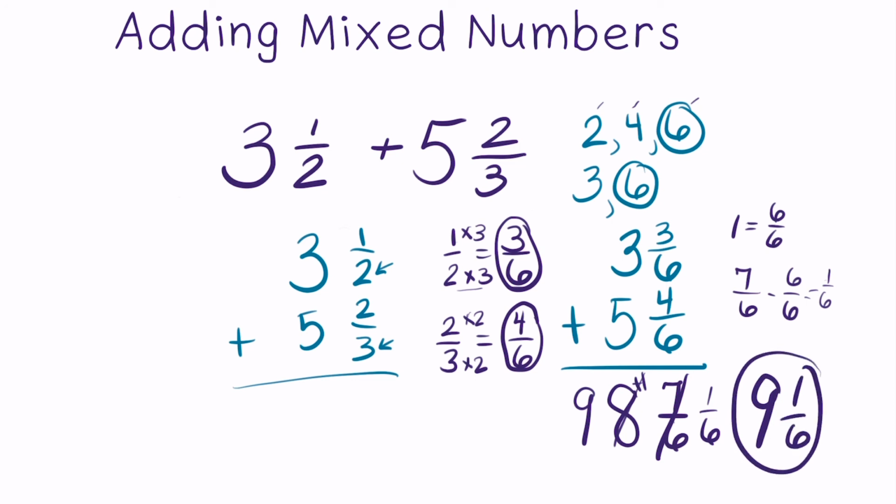And that is the answer that we can apply back to our original problem. 3 and 1/2 plus 5 and 2/3 equals 9 and 1/6.